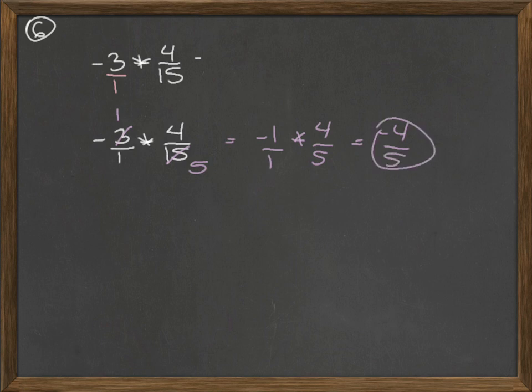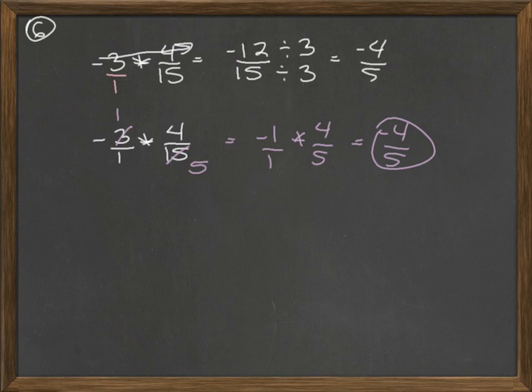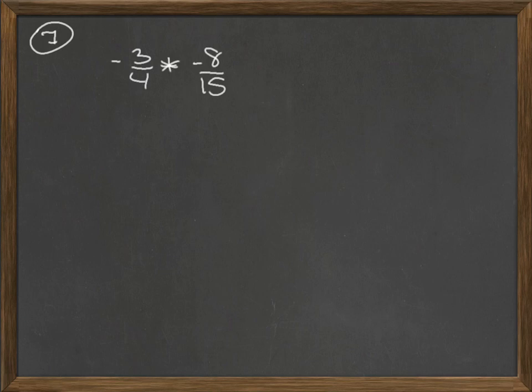What would happen if I decided that I wanted to multiply first and then reduce? What would that look like? Well, I have negative 3 times 4, that's negative 12, and then I have 1 times 15, which is 15. So as you can see, negative 12 over 15 is not the same as negative 4 over 5. So of course, I have to realize that both of these numbers are then divisible by 3. Dividing both by 3, I get negative 4/5. So again, if I remember to reduce at the end, I do end up with the same value that I started with.